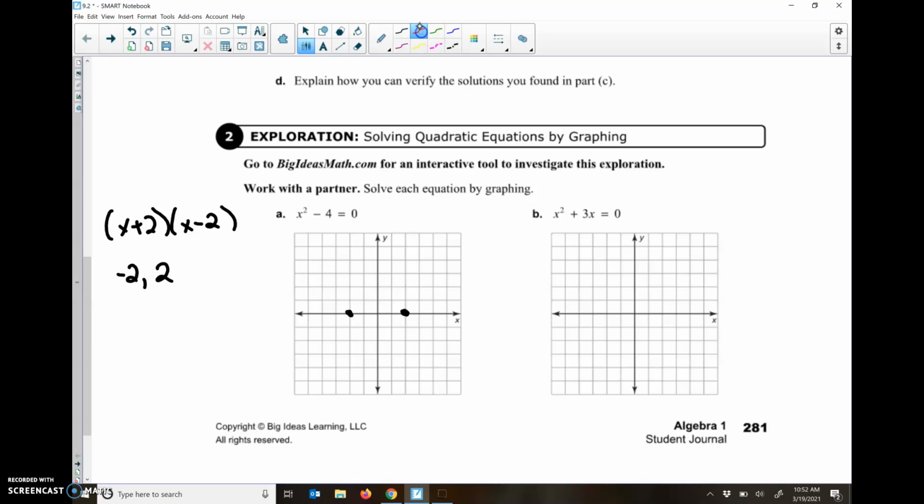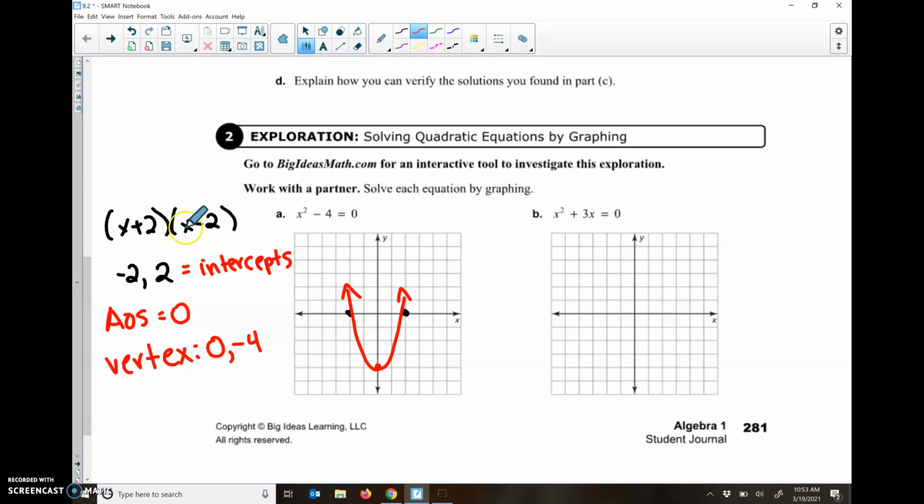Okay, so that means I need to find my axis of symmetry. So here's my intercepts. My axis of symmetry, remember, is in the middle of these two. So in the middle between negative 2 and positive 2 is 0. So I know somewhere on that line is going to be my vertex then. So if I plug in 0, 0 squared is 0. 0 minus 4 is negative 4. So that means the bottom of this graph is at (0, negative 4). So that's what my graph is going to look like then.